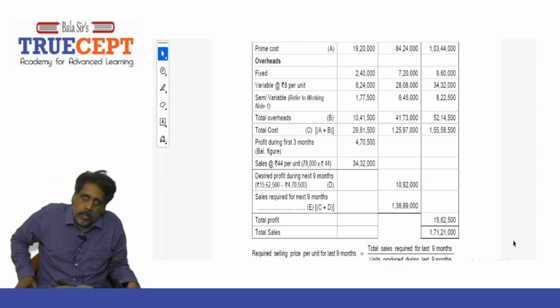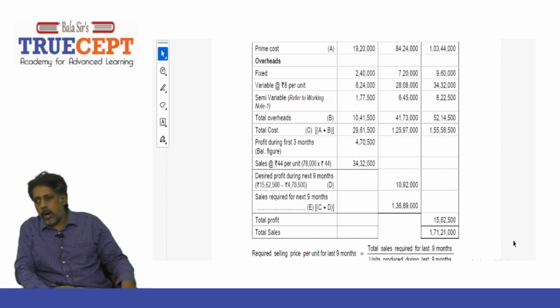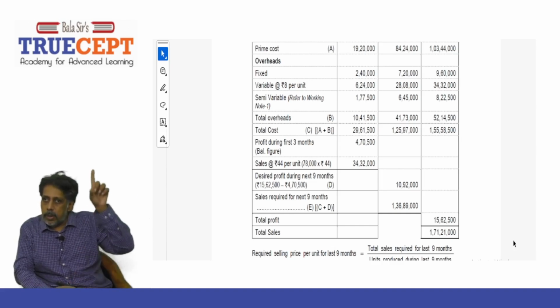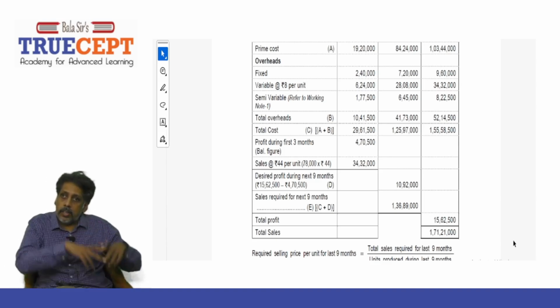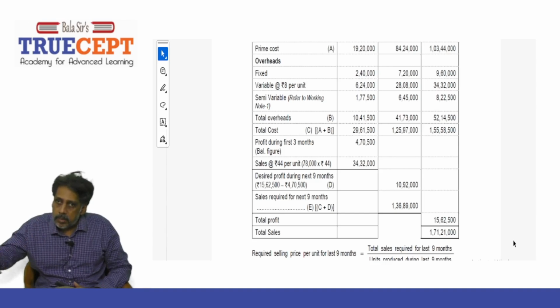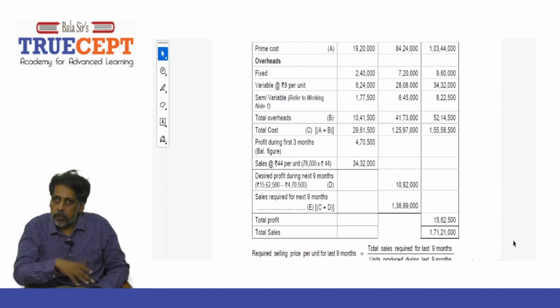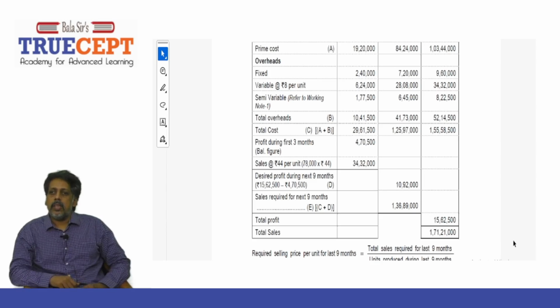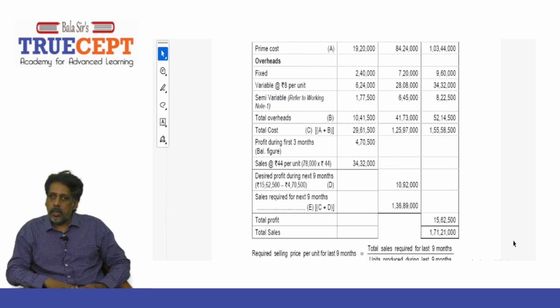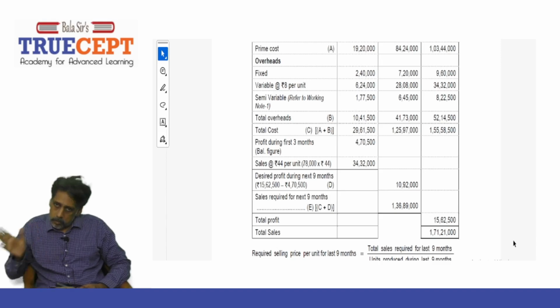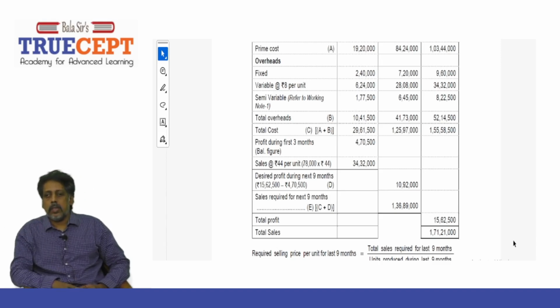Is that fine? Yes, sir. Now tell me, Renuka, what is the total profit needed? 15 lakh 62,500. From that minus 4 lakh 70,500, you'll get the profit that you want to make in the next 9 months. That's the target or desired profit. How much? 10 lakh 92,000. That's it. Added to the cost of the 9 months, 1 crore 25 lakh 97,000 the total cost. To that add 10 lakh 92,000. So sales required for the next 9 months is 1 crore 36 lakh 89,000.